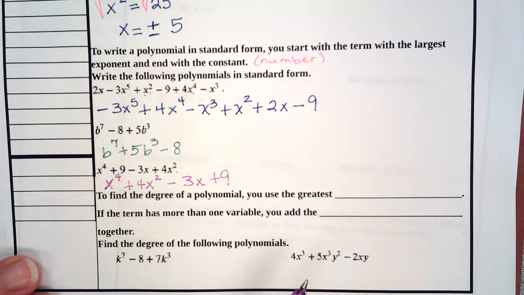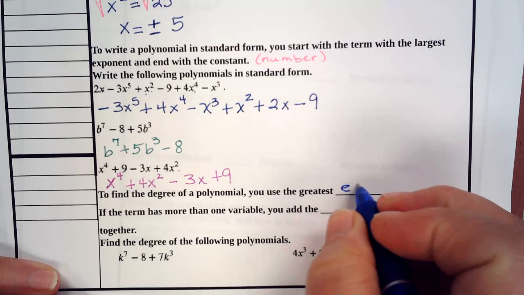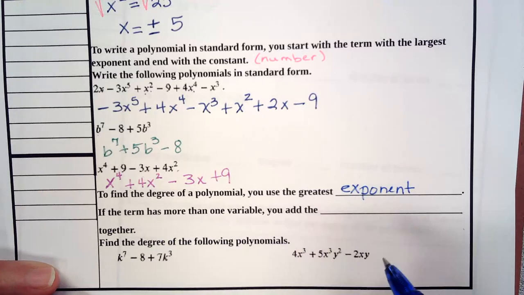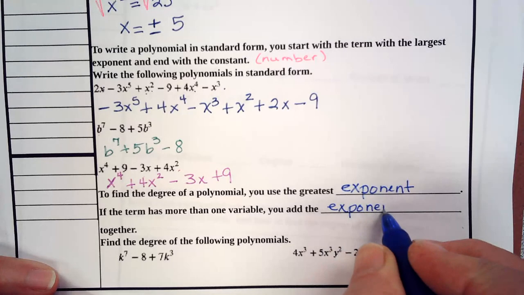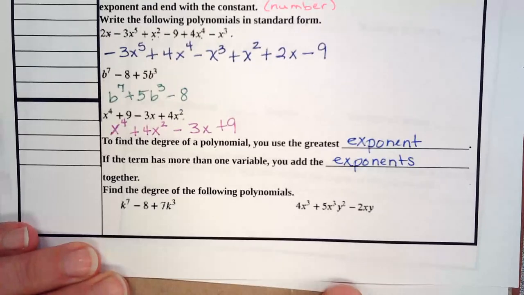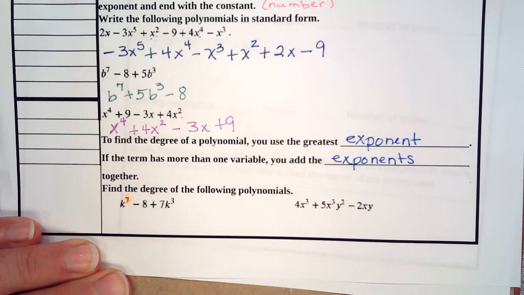Okay, so now we're going into the degree of a polynomial. To find the degree of a polynomial, you use the greatest exponent. If the term has more than one variable, you add the exponents together. Okay, now let's look at the following. What is the degree of the following polynomials? I've got 7, I've got 3. 7 is the largest exponent. That is also my degree. So this would be degree 7.